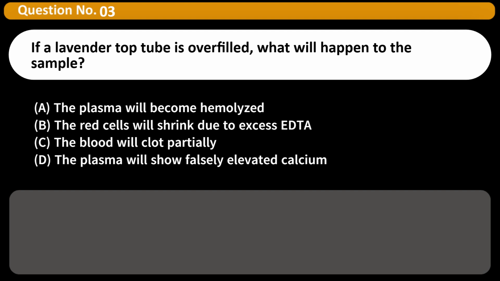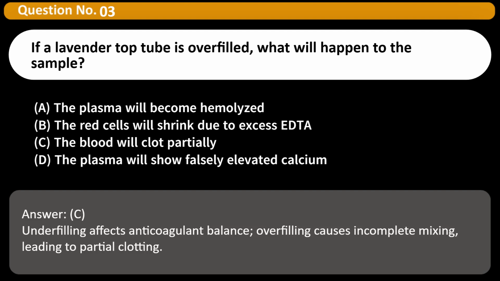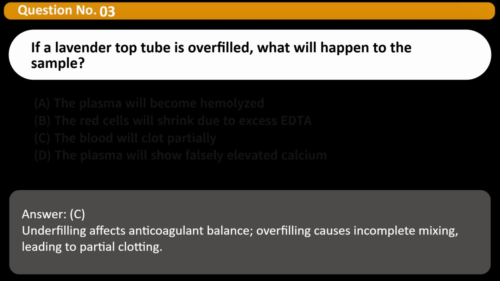B. The red cells will shrink due to excess EDTA. C. The blood will clot partially. D. The plasma will show falsely elevated calcium. Answer C. Underfilling affects anticoagulant balance. Overfilling causes incomplete mixing, leading to partial clotting.